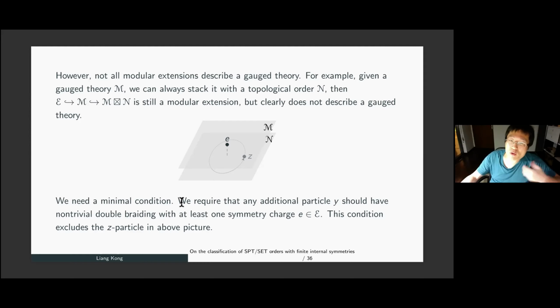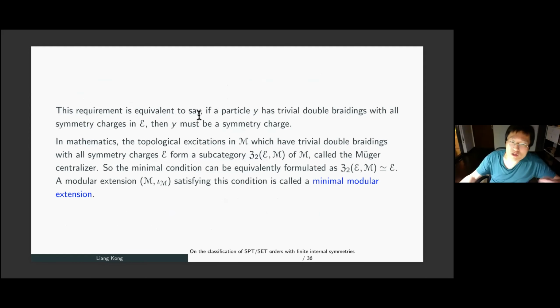What we do is require that any additional particle Y should have a non-trivial double braiding with at least one symmetry charge. This condition excludes the N layer in the picture. You cannot add this N layer anymore using this condition. This requirement is equivalent to saying that if a particle Y has a trivial double braiding with all symmetry charges in E, then Y must be a symmetry charge itself.